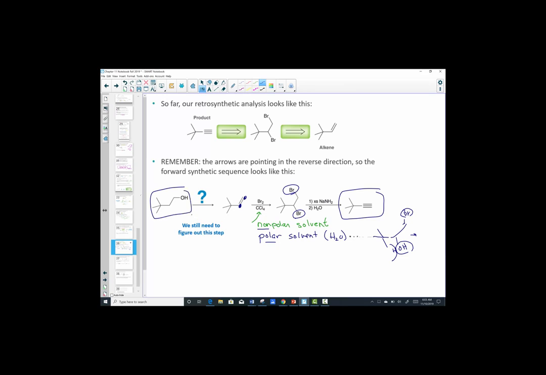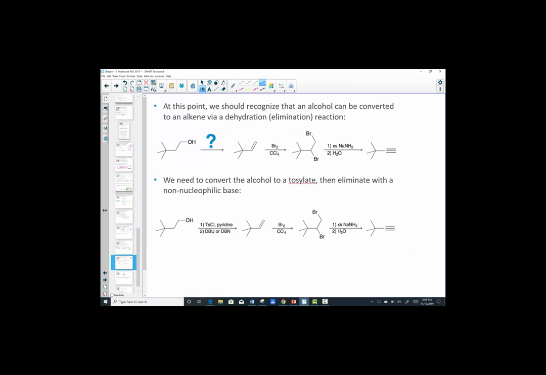How do I make the alkene from a primary alcohol? How do I get a double bond between carbon 3 and 4 on this particular carbon chain? And do you notice then I want to remove an OH? I can think about an elimination step where I'm going to dehydrate, right? Take water out. With this step, we need to convert the alcohol to a tosylate and then eliminate with a non-nucleophilic base.